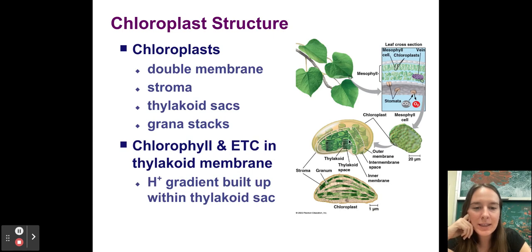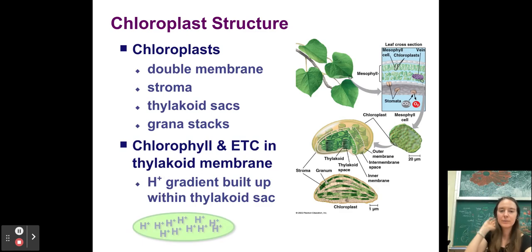Basically, within the thylakoid space, the thylakoid sac here, we are going to build up a bunch of protons, and we're going to build up a gradient, and we'll come back to that. We're going to make some ATP here. So we'll come back to all that, just kind of an intro.